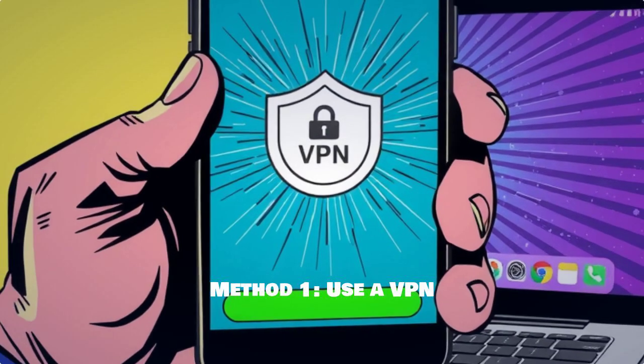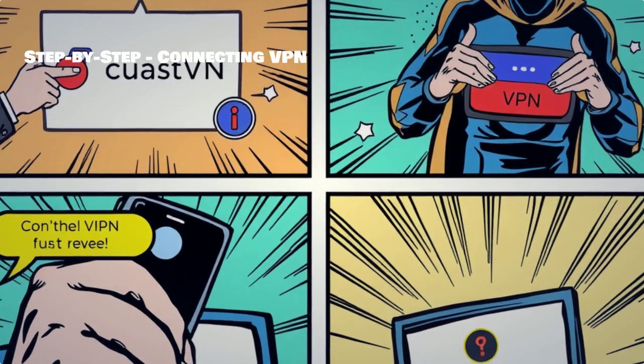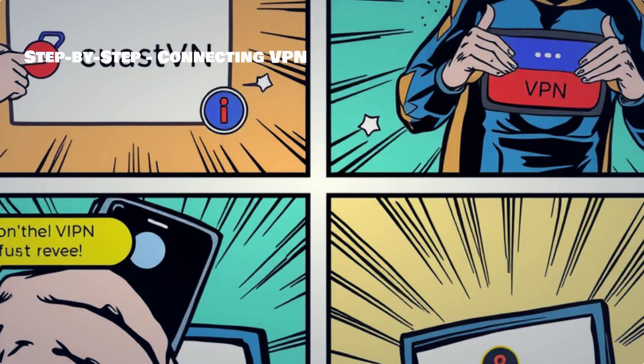First up is using a VPN. Simply search for a trusted VPN provider, download their app, and install it on your Chromebook. Once installed, open the app and connect to a server. After a few seconds, you will be ready to surf the web securely.